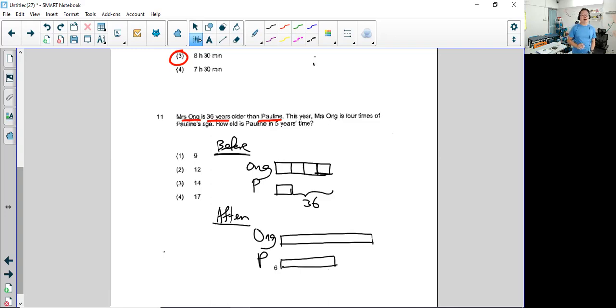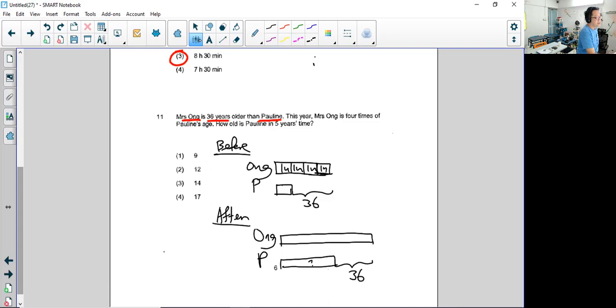So what is the unchanged? This is a before and after problem. What is unchanged? If it's an age problem, the age difference is unchanged, which is still 36. And your question mark, how old is Pauline in 5 years' time? That's your model. Then you can start looking at the model to solve already.